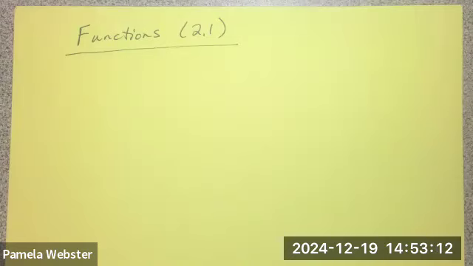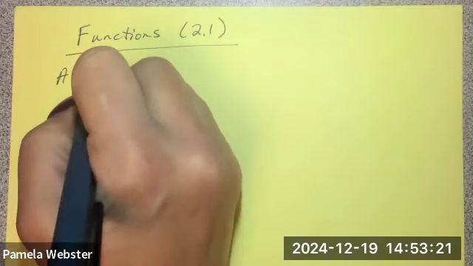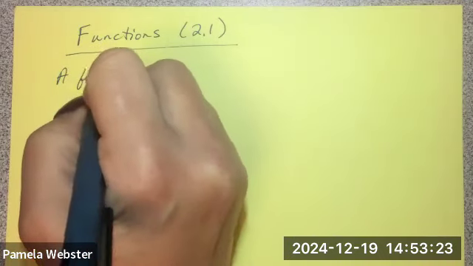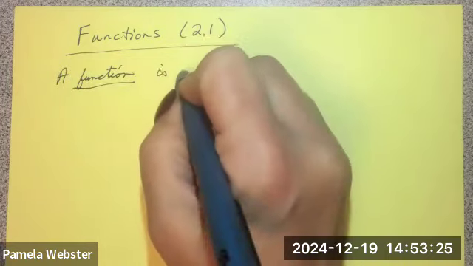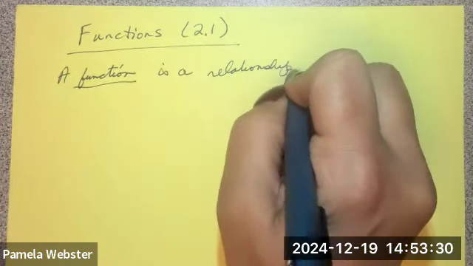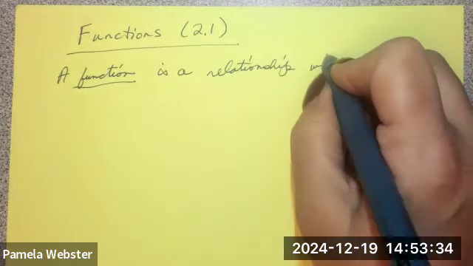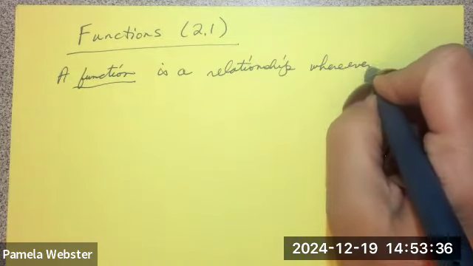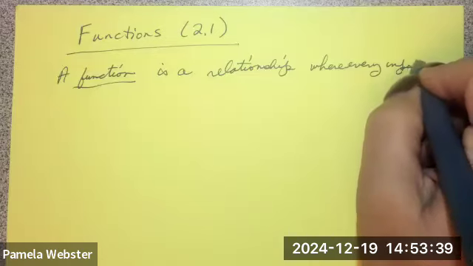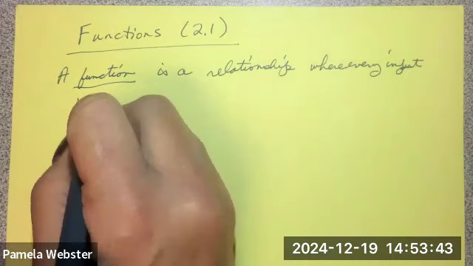Okay, today we're going to talk about functions for a little while. And first off, I want to get us a definition. So, a function is a relationship where every input has only one output. Every input has only one output.